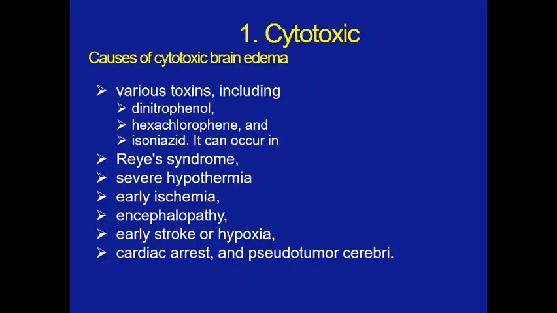Let's talk about each type of cerebral edema. First one is cytotoxic cerebral edema. In this case, as the name says, intoxication of the neurons occurs. Causes of cytotoxic cerebral edema are various toxins, including nitrophenol, hexachlorophene, and isoniazid. It can occur in Reye's syndrome, severe hypothermia, early ischemia, encephalopathy, early stroke or hypoxia, cardiac arrest, and pseudotumor cerebri.